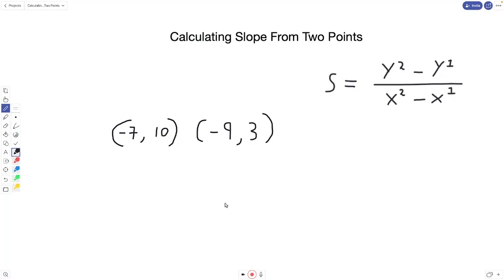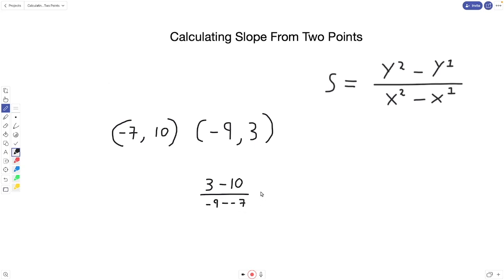Okay, so here we have -7 and 10 and -9 and 3. So again, we don't have to label these as this is our third example. Our y2 is going to be 3 and our y1 is going to be 10. So we're going to write 3 minus 10. That we're going to arrive at a negative number. Now, for our x, we do -9 minus -7. Because we have two negative signs, -7 is added there.